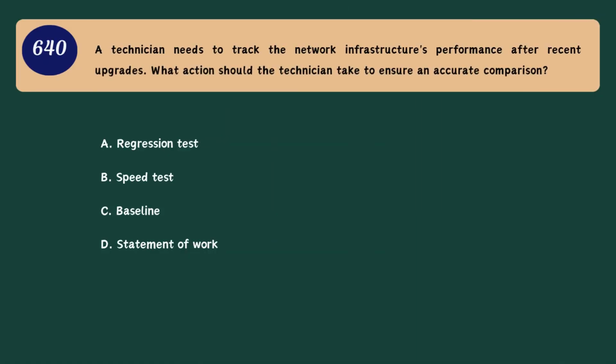Question 640. A technician needs to track the network infrastructure's performance after recent upgrades. What action should the technician take to ensure an accurate comparison? A. Regression test. B. Speed test. C. Baseline. D. Statement of work.